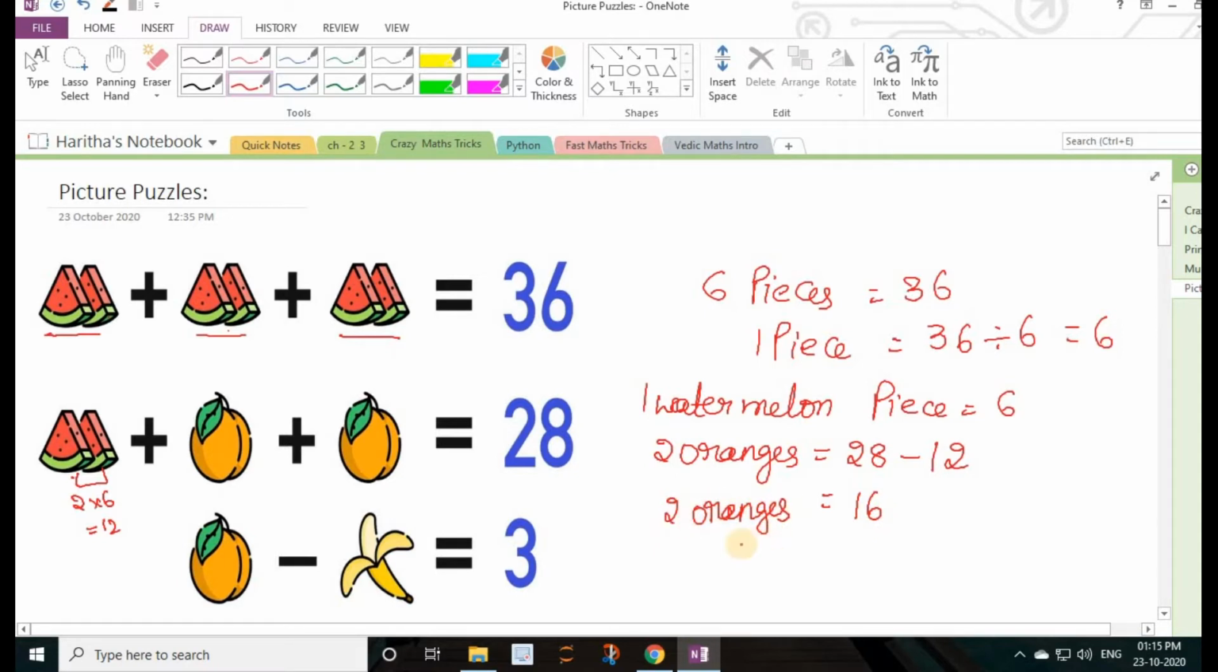Then what will be the value of one orange? Division. So 16 divided by 2, nothing but 8. So the value of one watermelon piece is 6. The value of one orange is 8. And now we are going to find out this one.